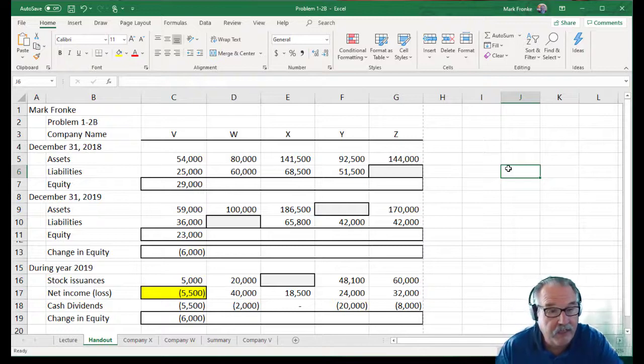By the way, I provided the handout with this video in Canvas, so you can follow along and plug these numbers in as we go and use this for doing problem 2A.